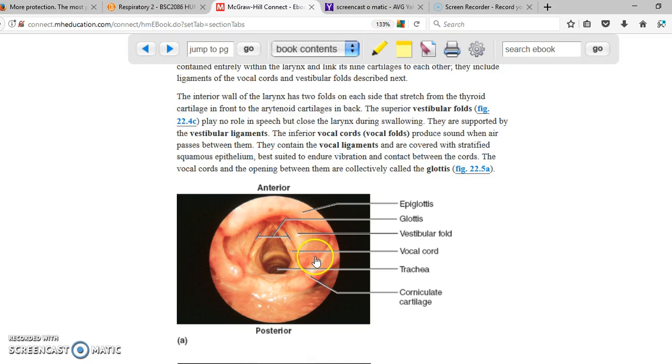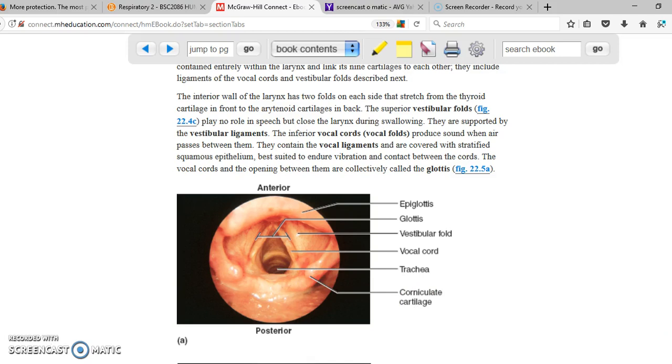Every single time you move this cartilage, the other cartilage is going to move. This cartilage is going to be moved by the muscles that we have in this area, and that will adjust these vocal cords, and that will produce different sounds. Okay. Right here, you can also see the trachea, which is what continues after the larynx. The trachea is also just a pipe that allows the air to go down.